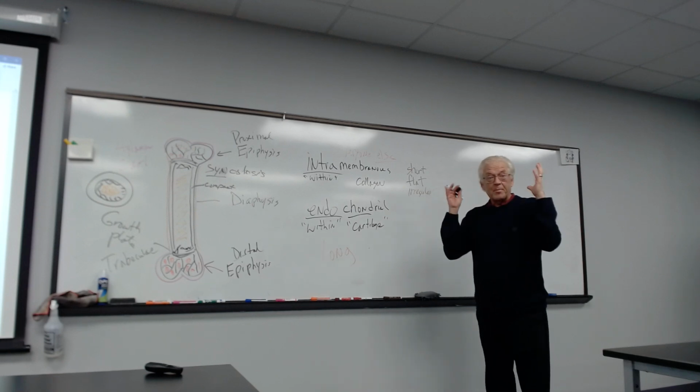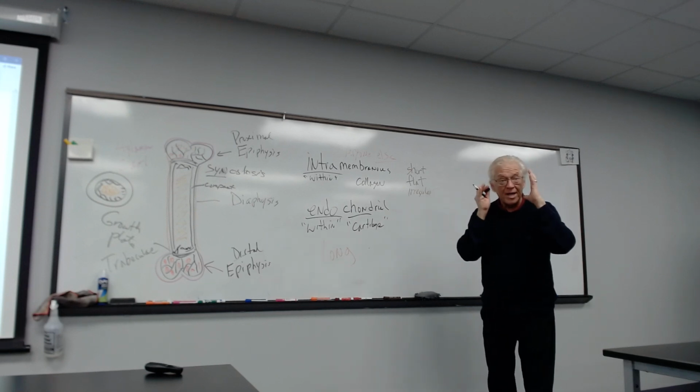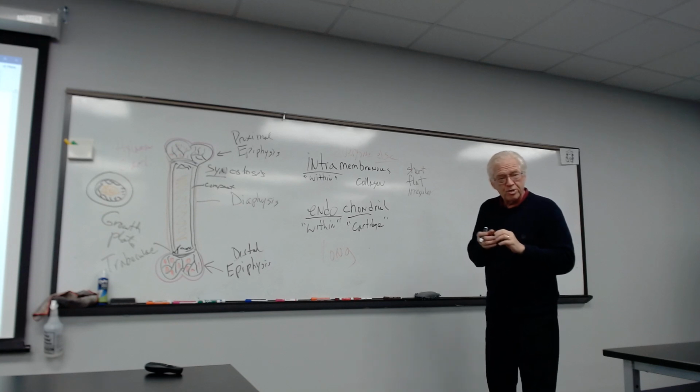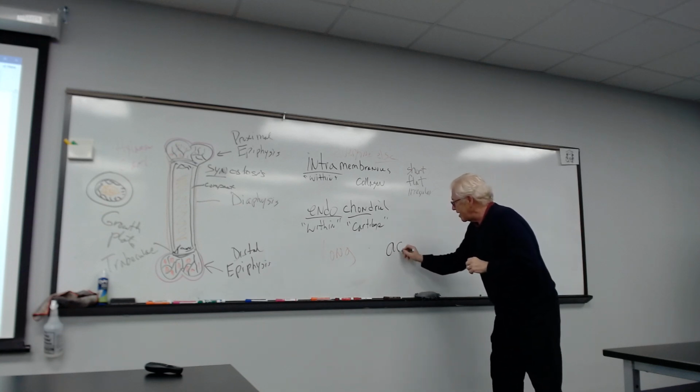He looks like he's got a big head, but it's a normal shaped head and a normal shaped torso, but all his arms and legs and fingers and toes are extra short. What's the name of his genetic condition? Achondroplasia.